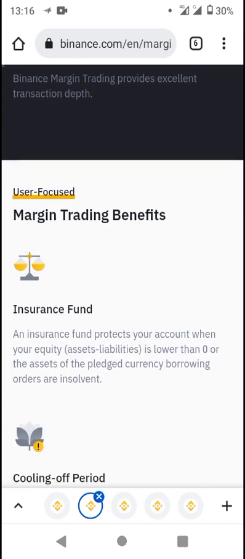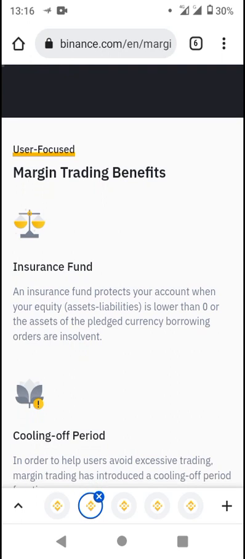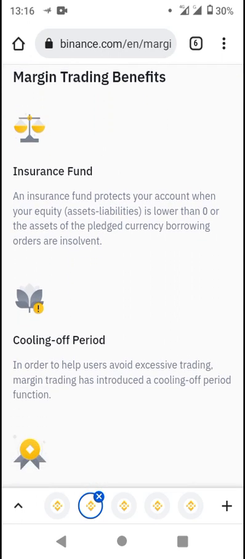Some key features to note here is the fact that Binance margin trading has insurance funds put in place. These insurance funds help protect your accounts when your equity or assets to liabilities is lower than zero, or the assets of the pledged currency borrowing orders are insolvent.